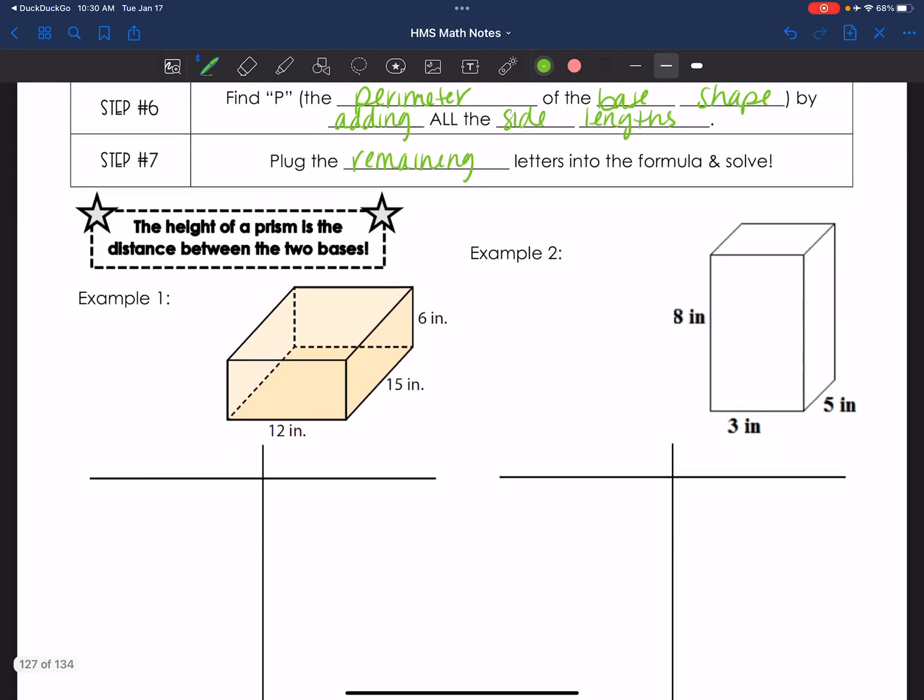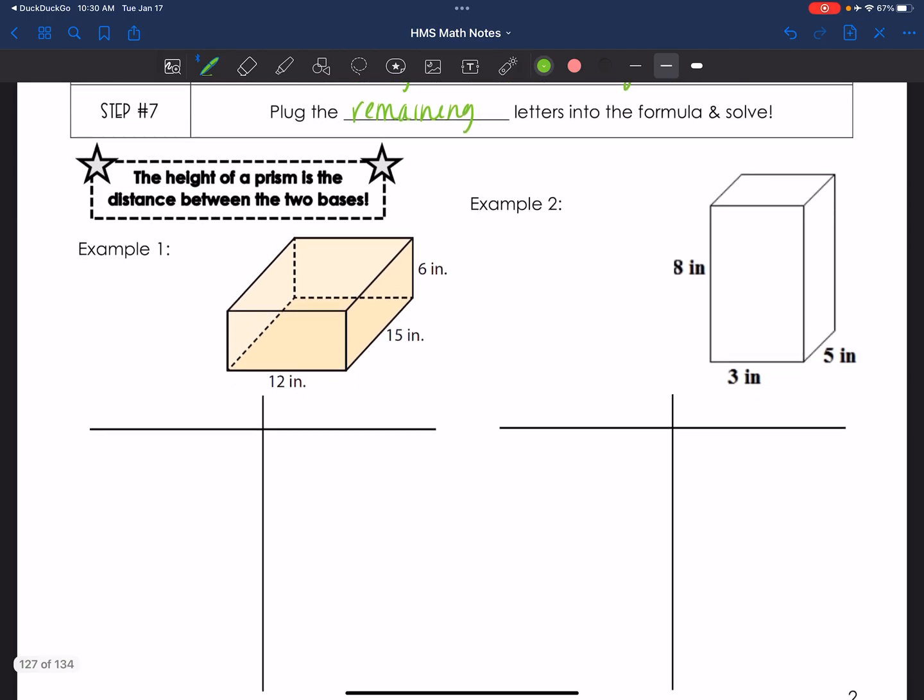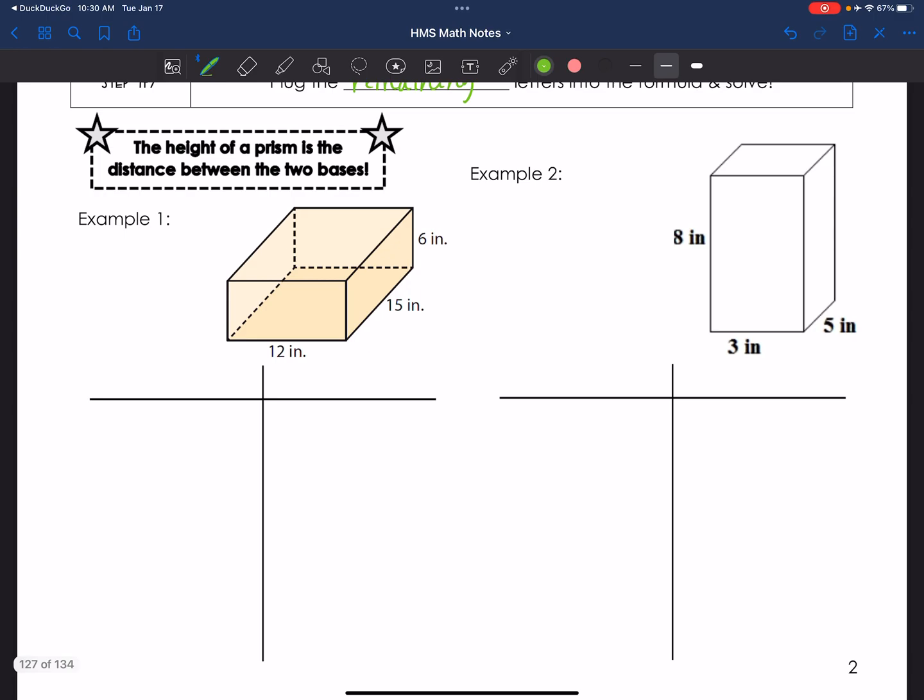Okay. Example 1. First thing I'm going to do is identify the base. So when it comes to rectangular prisms, they're going to make it obvious what the bases are. In this case, it's going to be what it's sitting on, which then also has the mirroring top, right? Those are your two bases.